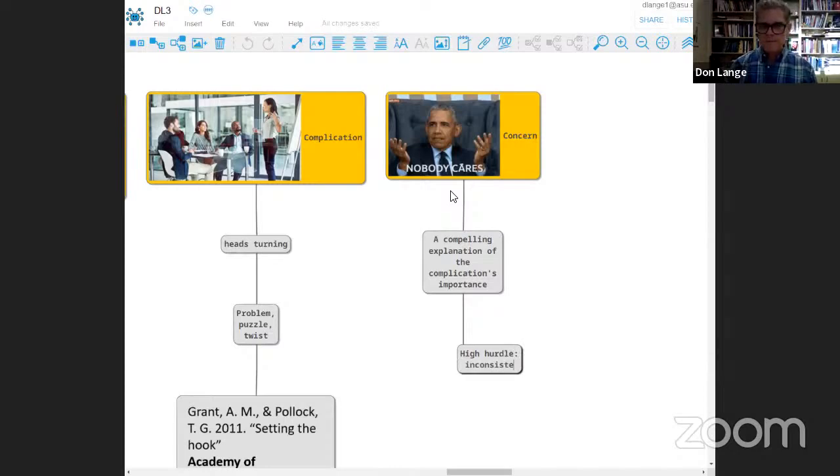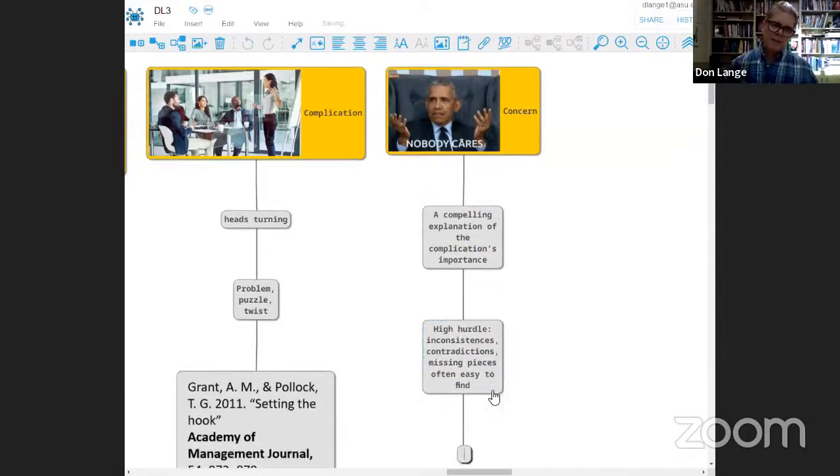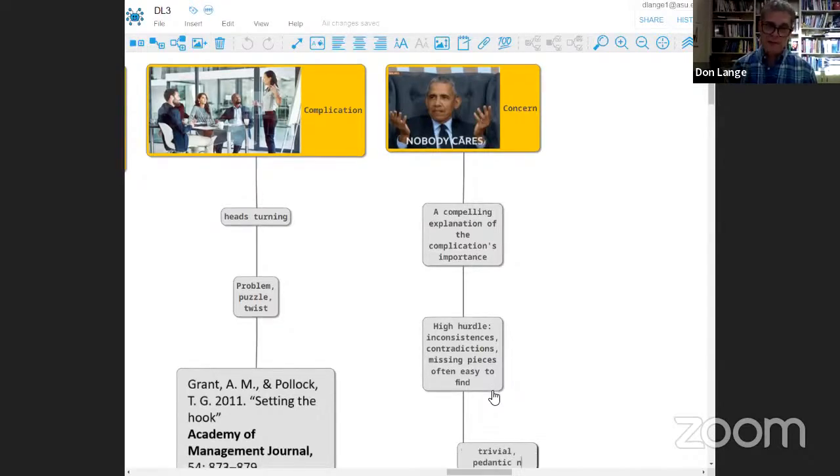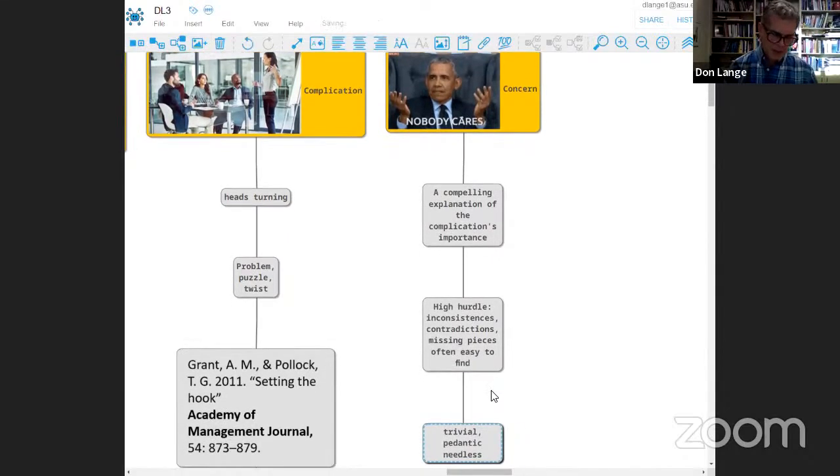inconsistencies and contradictions and missing pieces, they're often easy to find. And I would suggest to you that often they're easy to identify. The problem is that if you haven't made the case that the inconsistency or contradiction or missing piece that you've identified is in fact important, your sophisticated audience may judge them as trivial or your attention to them as pedantic or needless. And that, of course, is the big danger.